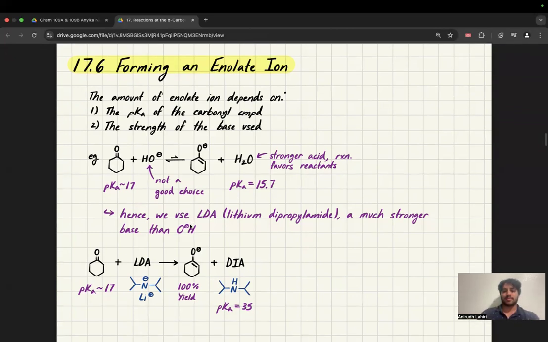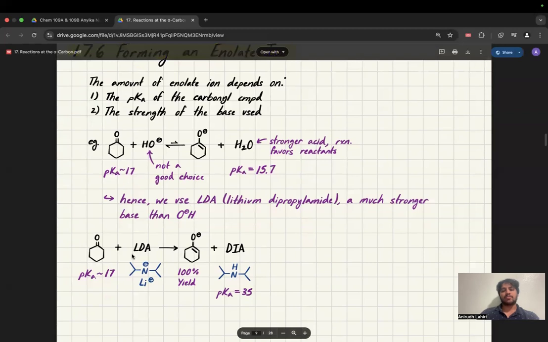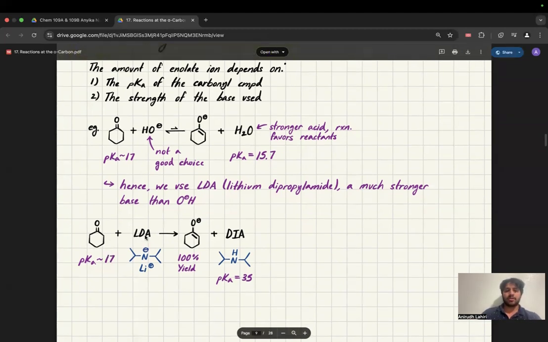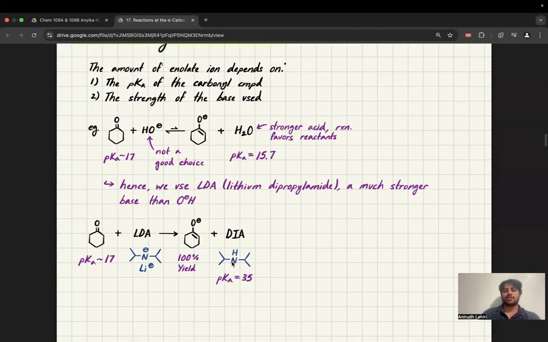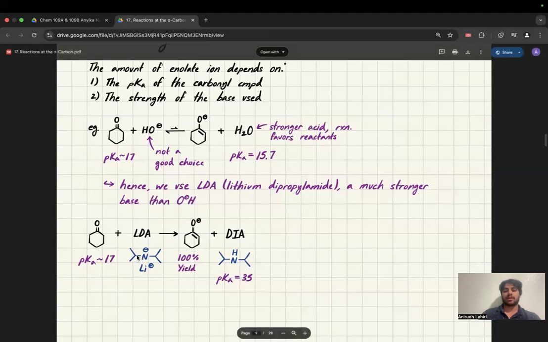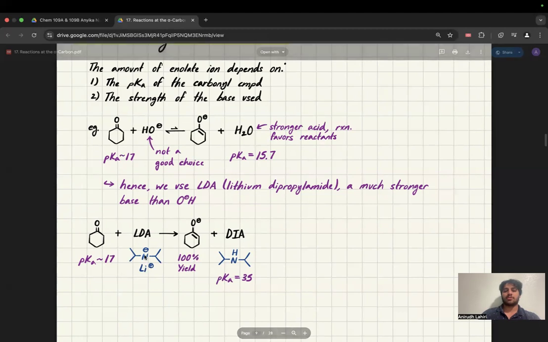So we use LDA. LDA gets you about 100% because it's a pKa of 35 versus 17. With Henderson-Hasselbalch you could see how that would be the case. LDA is just a really strong base. It's just DIA, but with a proton, right? I don't know if you're really on the hook for LDA's structure, but it's lithium diisopropyl amide, Li plus, N minus. Cool.